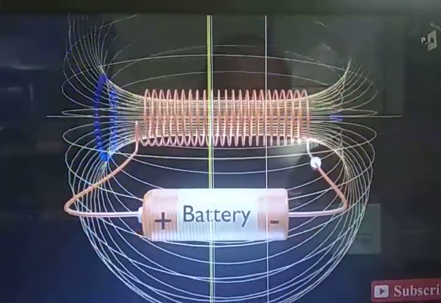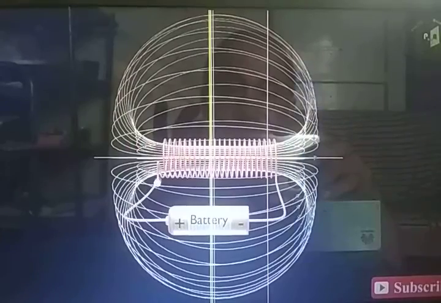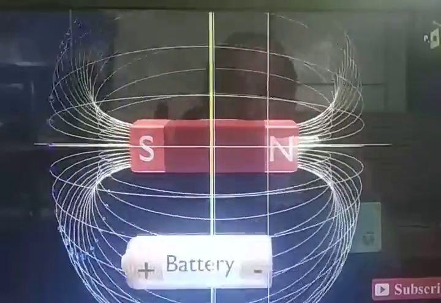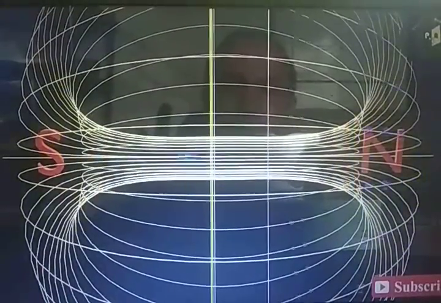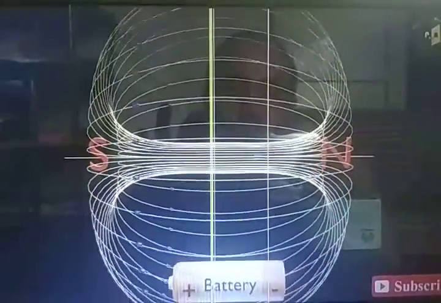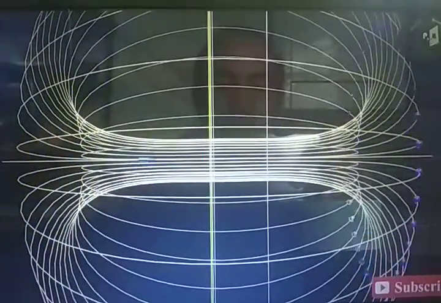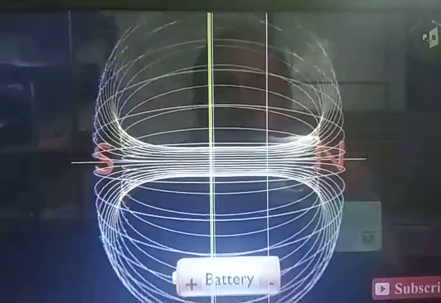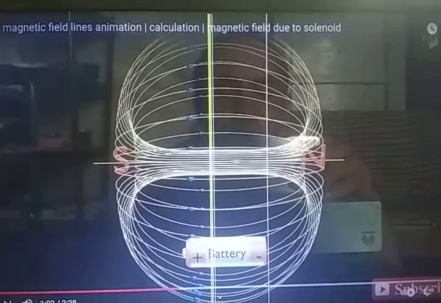When we pass an electric current, it produces a magnetic effect. Like this magnet, it has a north pole and a south pole. Inside, the magnetic lines are parallel from south pole to north pole. Inside the solenoid, the field flows from south to north, and outside it is just the opposite.